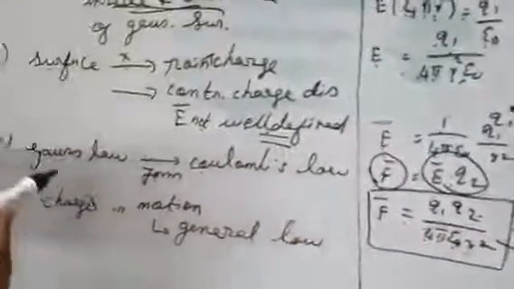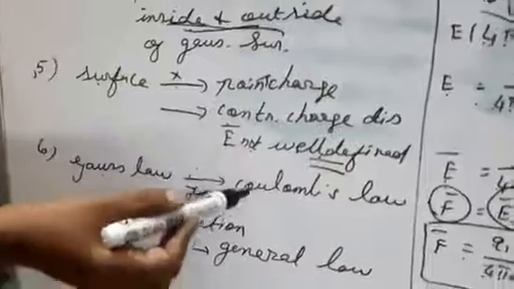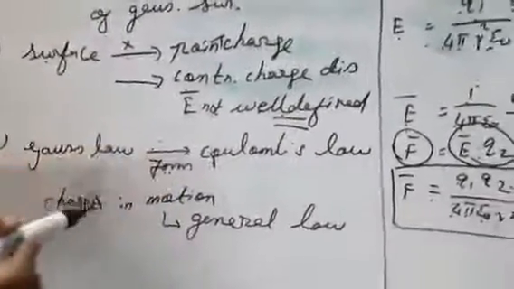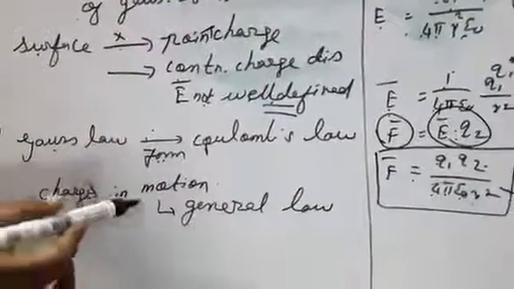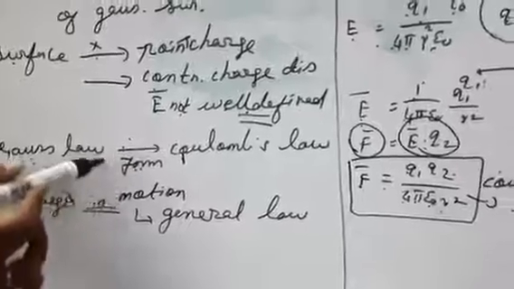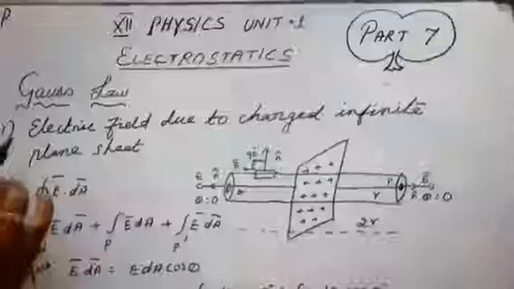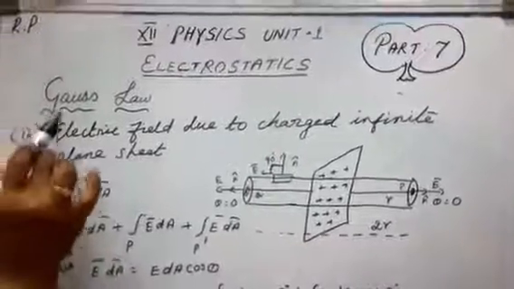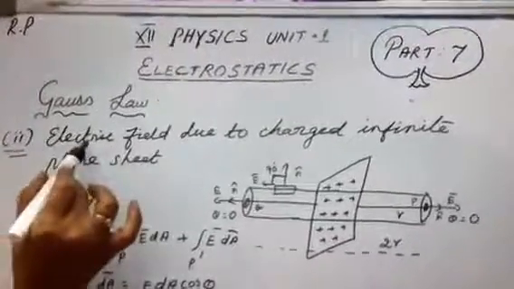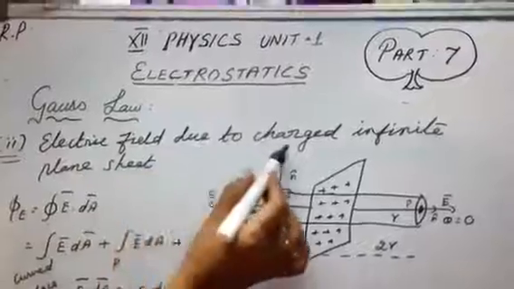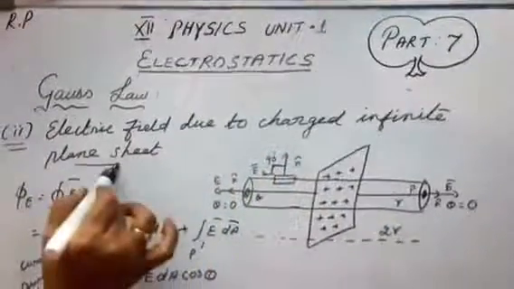So, Gauss law is another form of Coulomb's law, also applicable to charges in motion. So, Gauss law is treated as a more general law than Coulomb's law. And next, the second application of Gauss law is the electric field due to a charged infinite plane sheet.